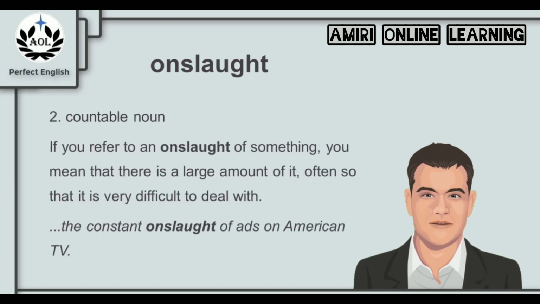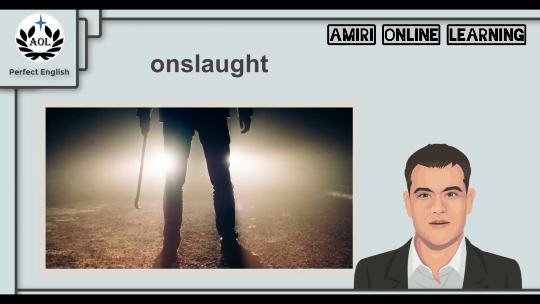An onslaught can be used in a different context. If you refer to an onslaught of something, you mean that there is a large amount of it, often so that it is very difficult to deal with. For example, the constant onslaught of ads on American TV. So again, here we're not talking about physical attacks. We're talking about the onslaught of ads, the large amount of ads on American TV that it is difficult to deal with. So the next time you remember this scary picture, remember the word onslaught and what it means.